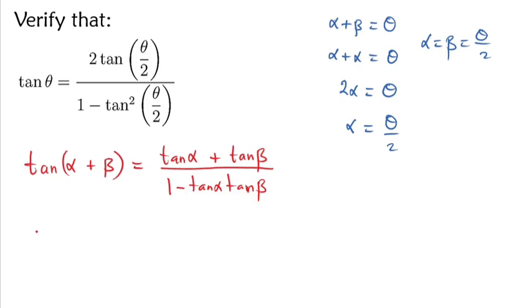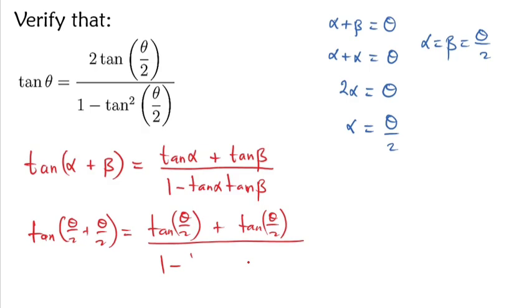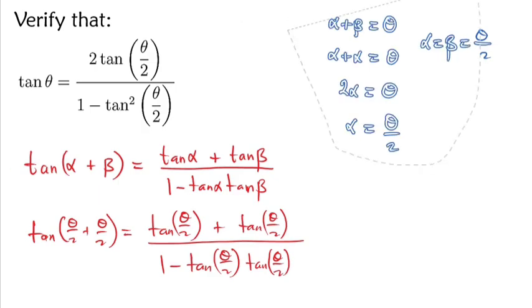So our identity now will look like this. We'll say tan of theta over 2 plus theta over 2 is equal to tan theta over 2 plus tan theta over 2, all over 1 minus tan theta over 2 times tan theta over 2. So alpha and beta are the same, and we've replaced everything with theta over 2. So this is what we get.